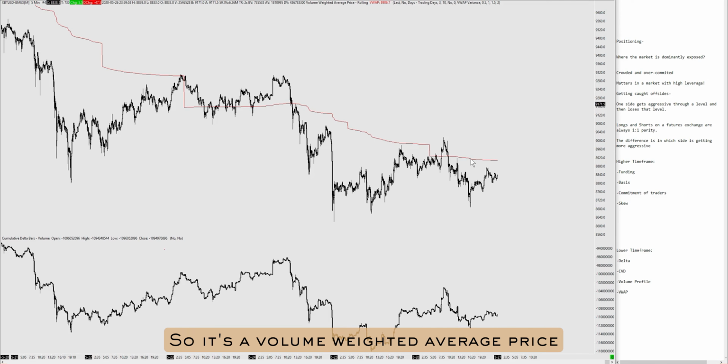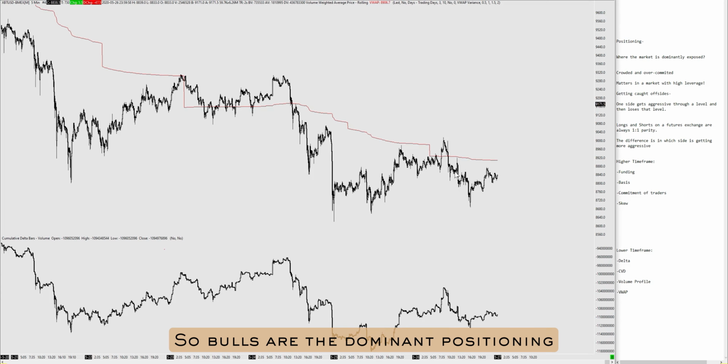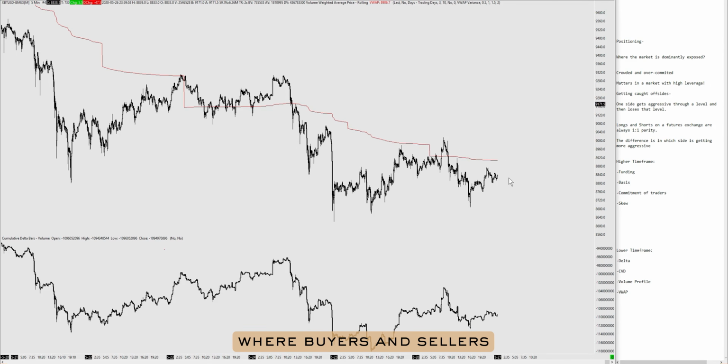So it's a volume weighted average price. It technically is fair value. So over time, the VWAP is showing us where buyers and sellers are putting risk on. And if we're above VWAP, we would say that bulls are in control. So bulls are the dominant positioning. And if we're below VWAP, we would say that bears are in control. And this is just one type of VWAP, but the best thing to use is some type of anchored VWAP or multiple anchored VWAP periods. So look at VWAP and just consider it as the area where buyers and sellers put risk on.